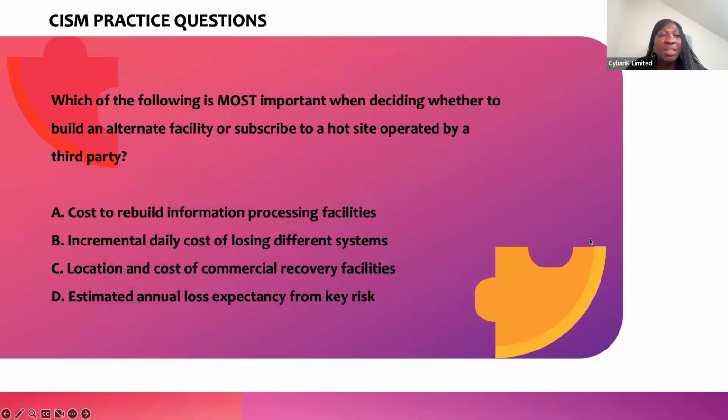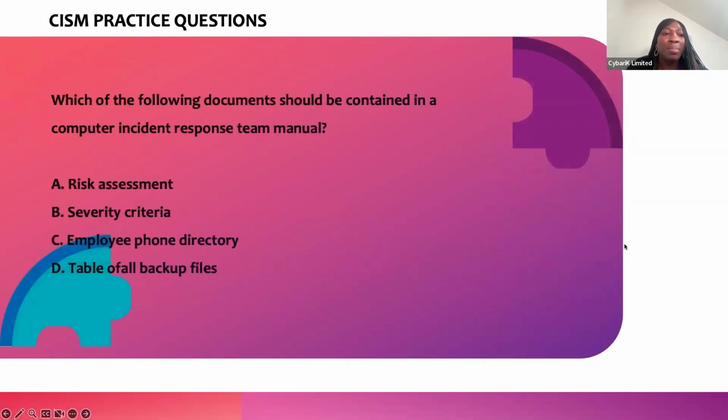All right. Next one says, which of the following is the most important when deciding whether to build an alternate facility or subscribe to a hot site operated by a third party? The answer is location and cost of commercial recovery facilities. Very important. Remember in one of the slides, I said that you can't build primary site and secondary site in the same location. It doesn't make any sense. So if that location is affected by the same thing, both sites are gone. So up for consideration and up to think about.